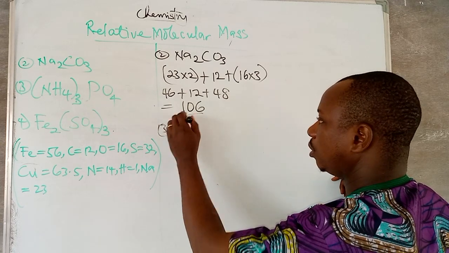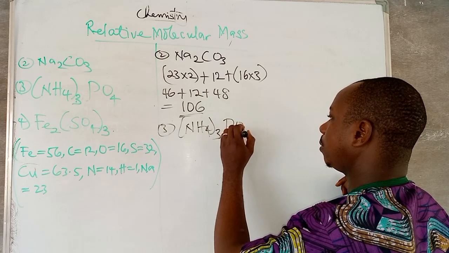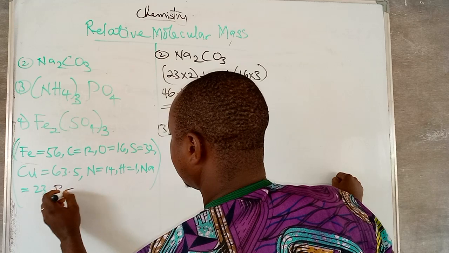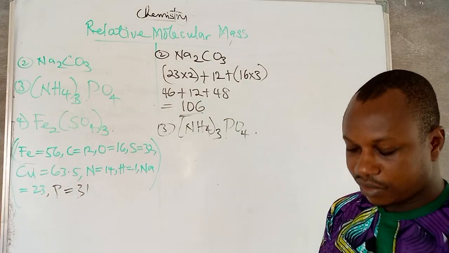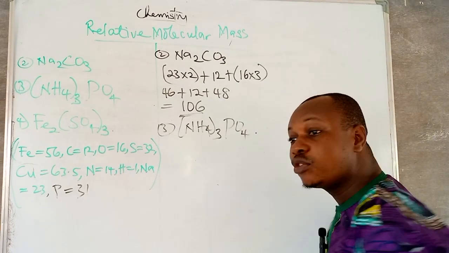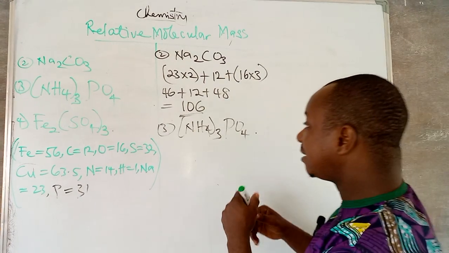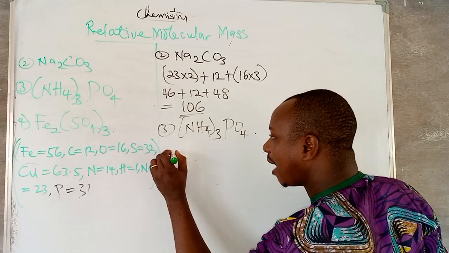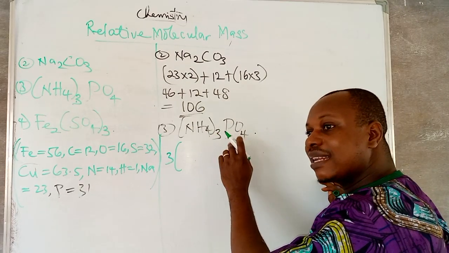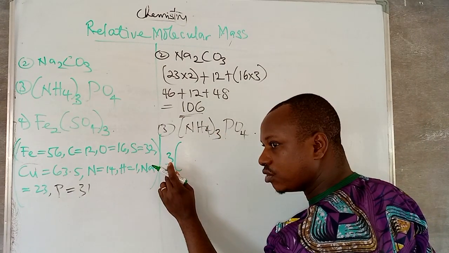Example 3. They give us phosphorus. The phosphorus is 31. That is the relative atomic mass of phosphorus. It's 31. So the important thing here, there is no big deal about it, but it is just understanding the subscripts. Like this one now, if I want to start this one now, I'll bring out this three. This three outside the bracket is affecting everything inside the bracket. That was why I brought it out here.